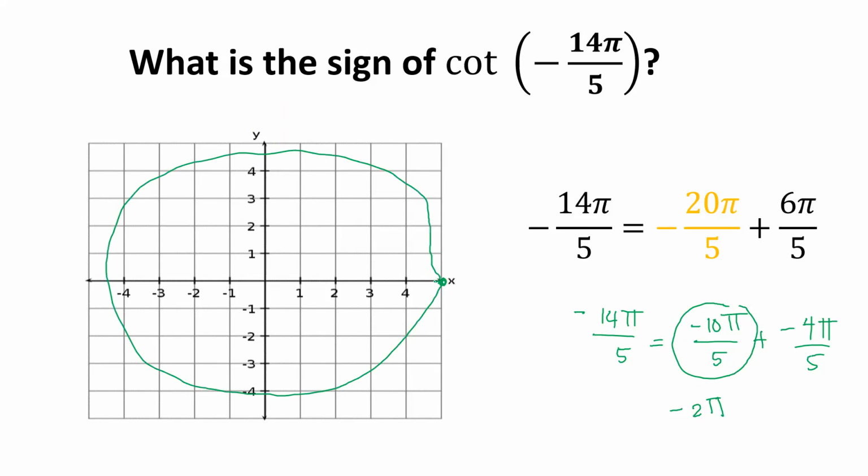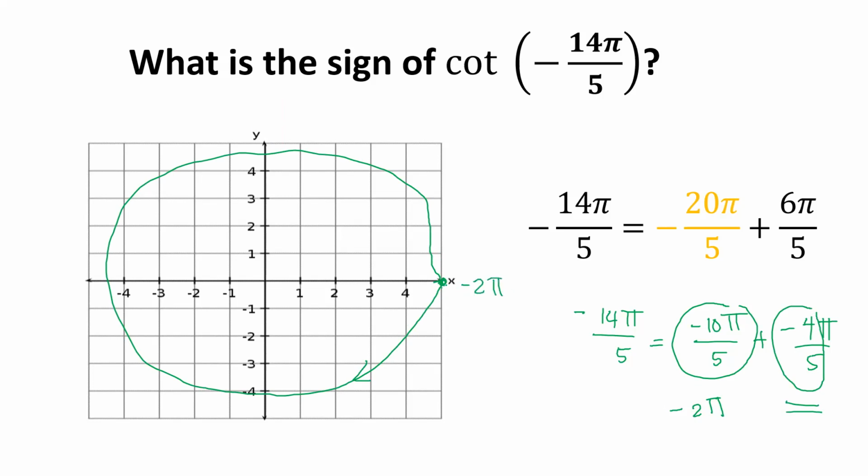Tapos negative 4/5 pi. Negative 4/5. This is greater than negative pi over 2. Kasi di ba? Lalampasan niya to. We're moving clockwise. Yan, pag ganon. Pero kailangan pa natin ito. This is negative 2 pi.